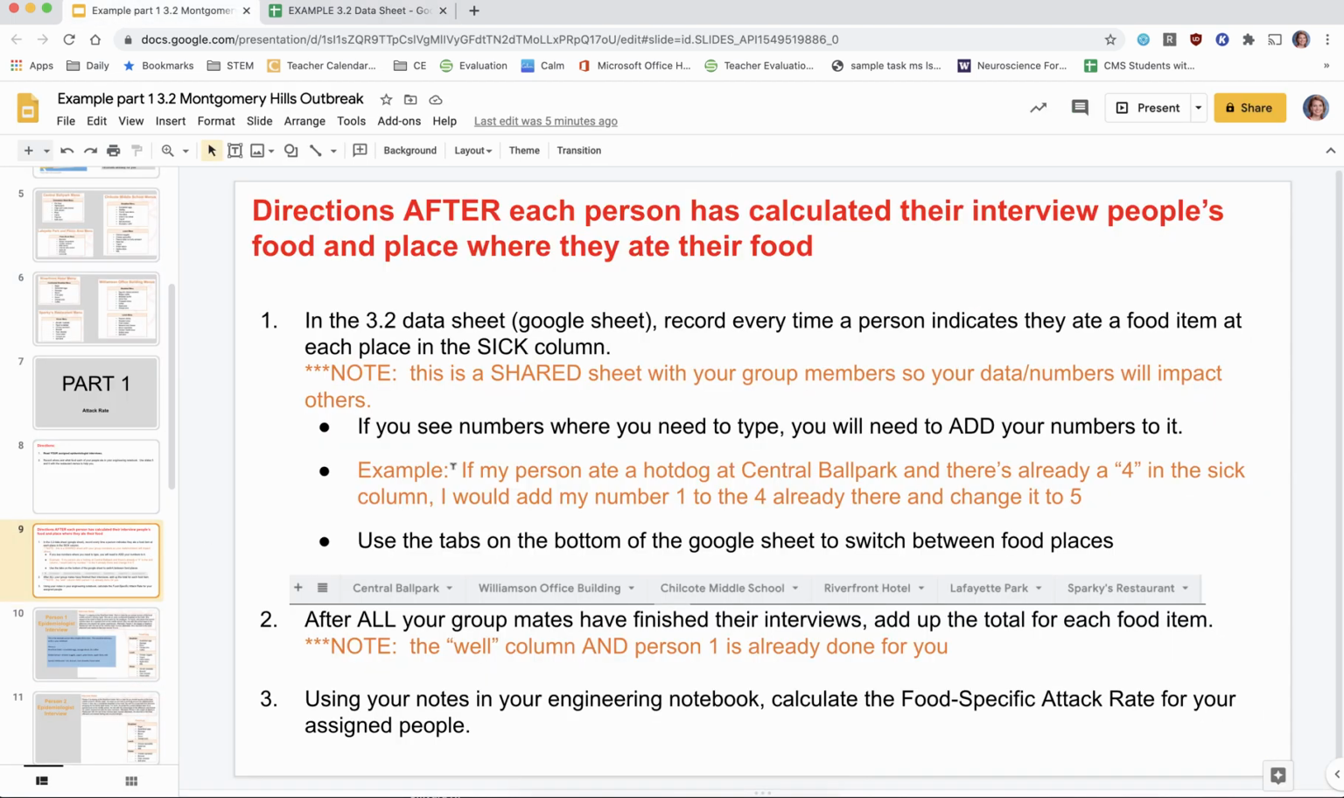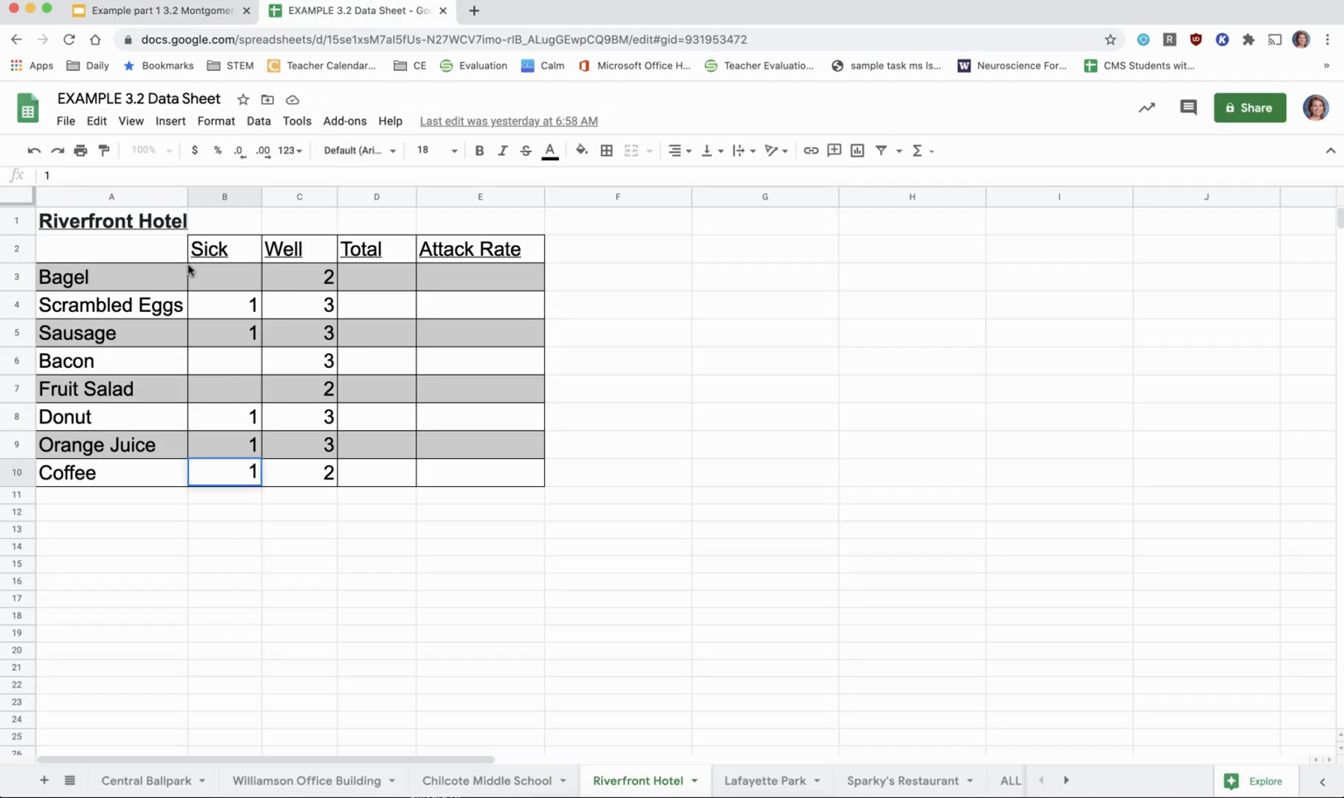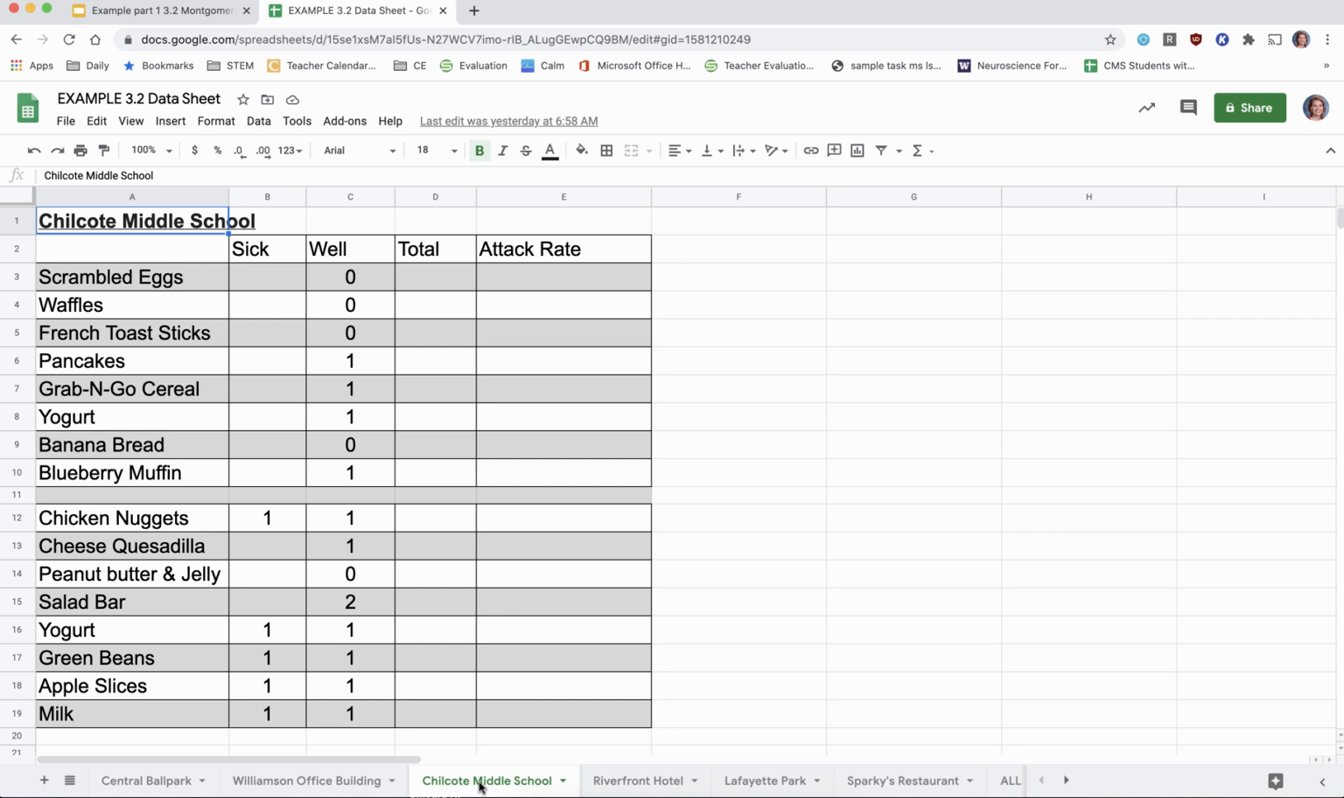And so if my person ate a hot dog at Central Ballpark and there's already a 4 in the sick column, I would add my 1 to the 4, which would change it to a 5. And so once all of your group mates have finished their interviews, you're going to add up the totals for each food item. So basically you're going to divide up at the end. All right, well, I'm going to calculate the attack rate for Riverfront. Maybe somebody else is going to do the middle school. It's up to you how you guys divide it up.